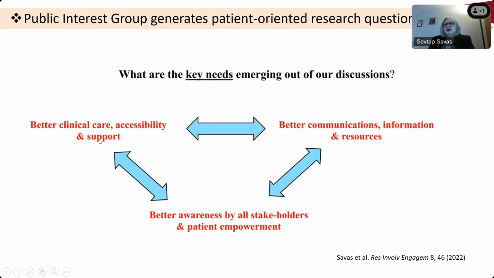Our patient or public members in the group emphasized that there was a need for better clinical care, accessible care, and support to cancer patients and families. For example, those who need to travel from other parts of the province to St. John's, the capital city. That was, you know, so there's an access issue here.